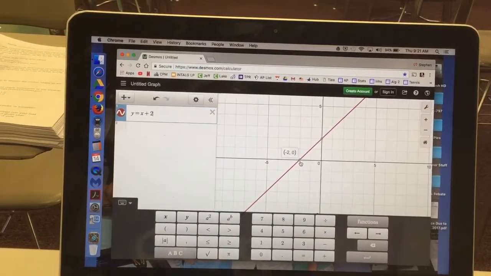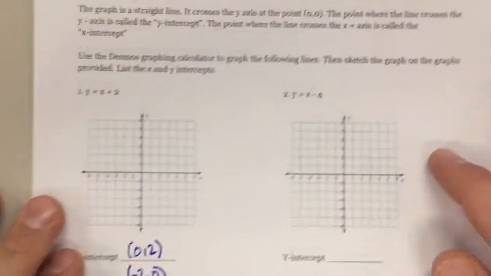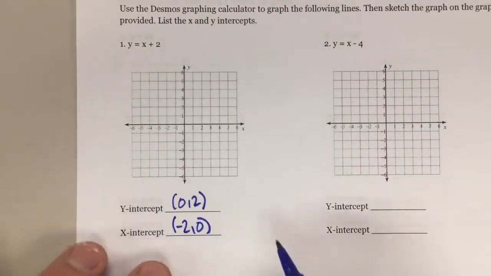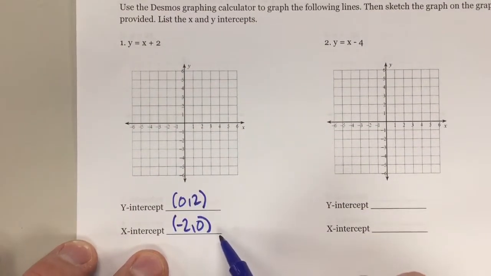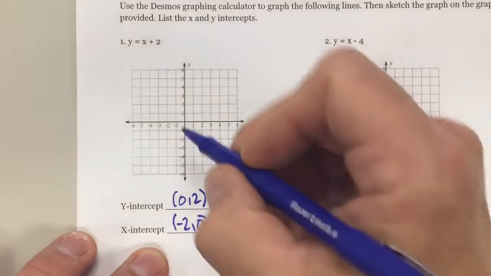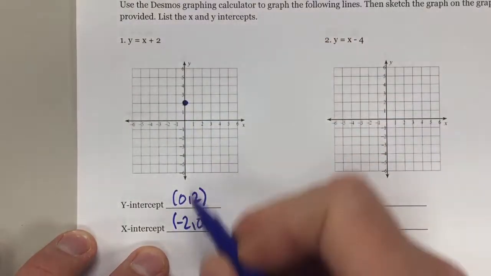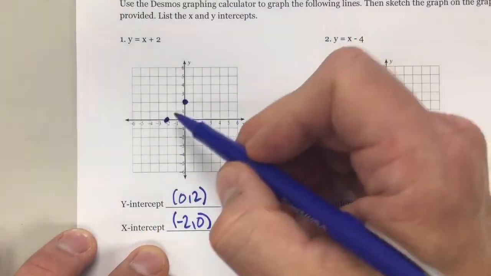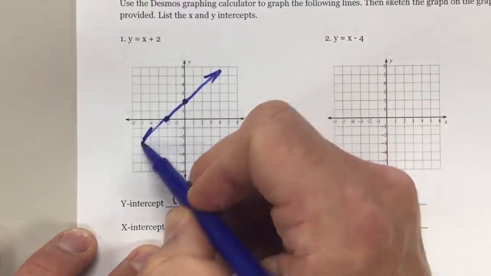And now if you go back to your paper, I wrote down those two intercepts, the y-intercept and the x-intercept, and now I can just graph them. So I go to 0, 2, that's here, -2, 0 is here, connect them, there's my line.